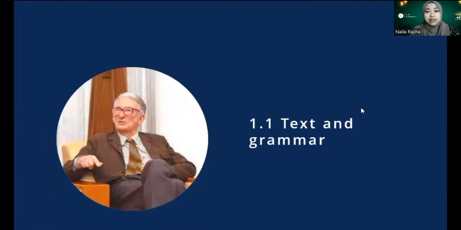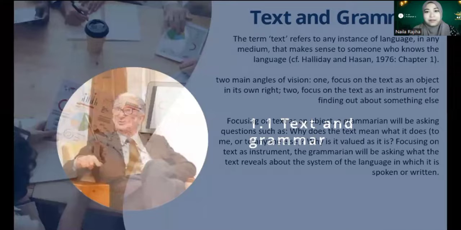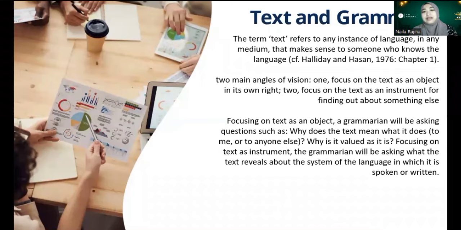The first one is about text and grammar. This term refers to any instance of language in any medium that makes sense to someone who knows the language. There are two main angles: the first focuses on the text as an object in its own right, and the second focuses on the text as an instrument for finding out about something else.